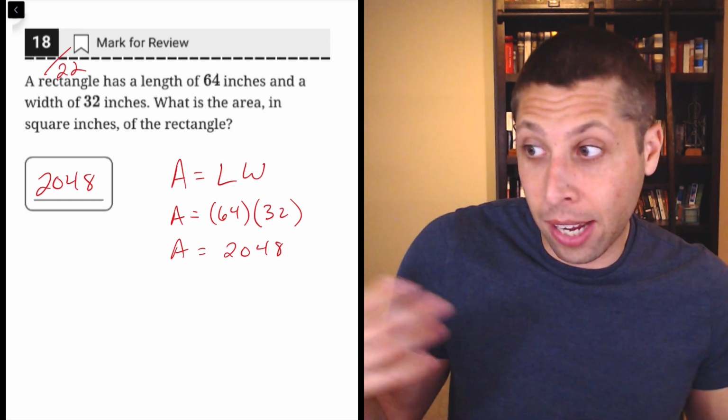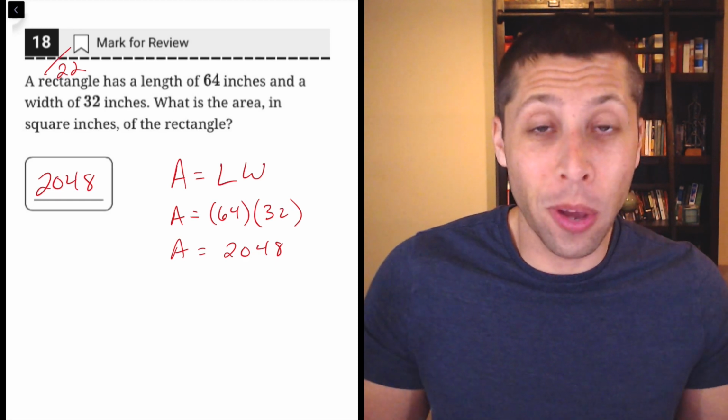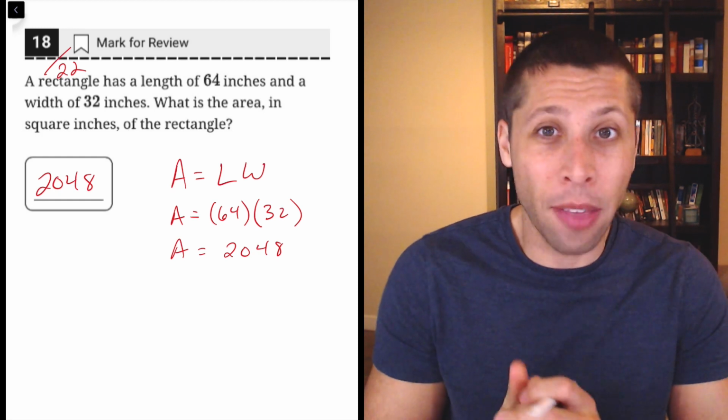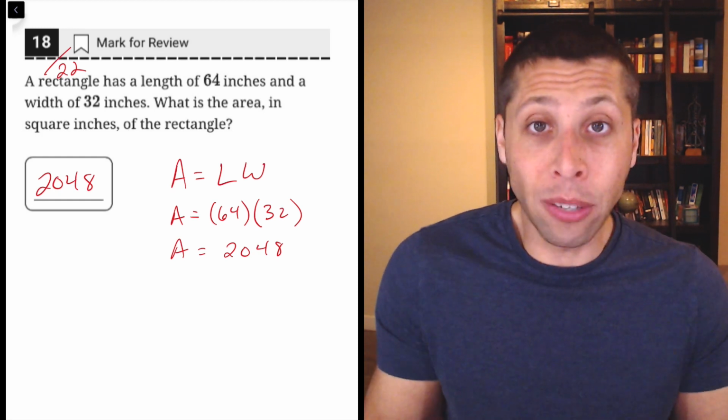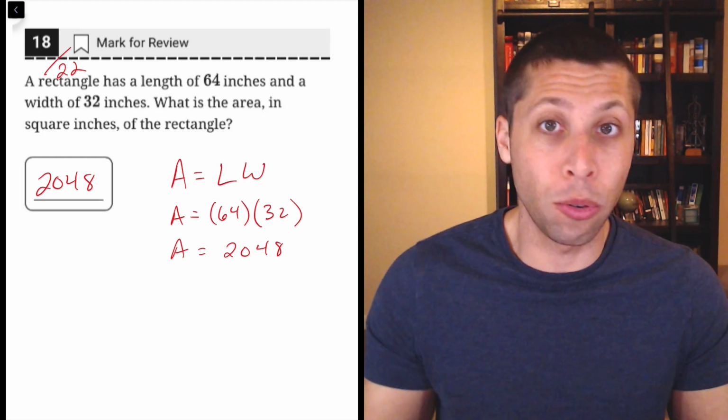If they maybe gave us the area and then asked us to work backwards to find the length or the width, I'd be like, okay, maybe that's a little bit harder, but yeah, there's literally nothing to this. So I don't know. I don't know what could possibly go wrong here. If you did get this wrong, please let me know. What'd you do? I'm curious.